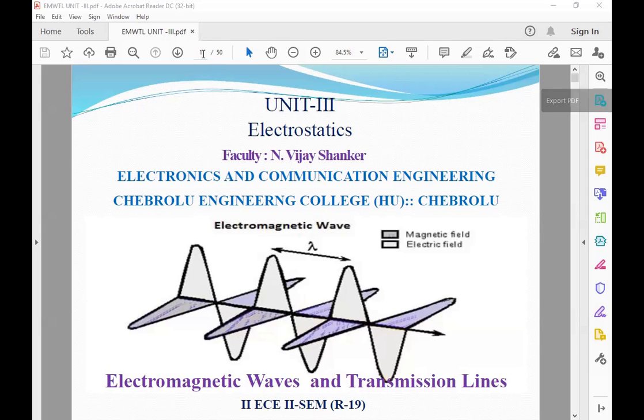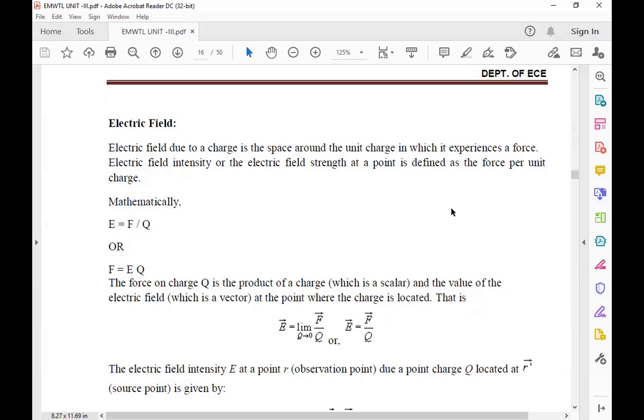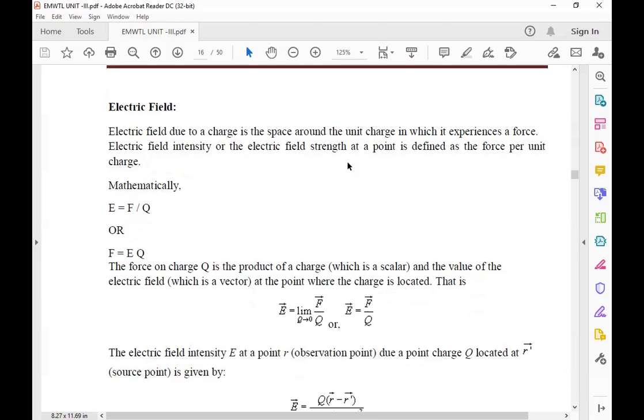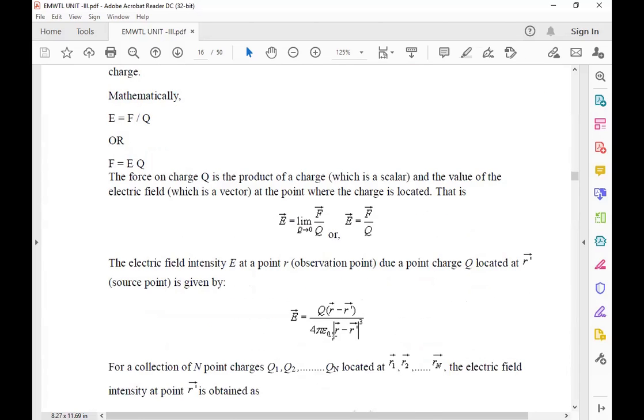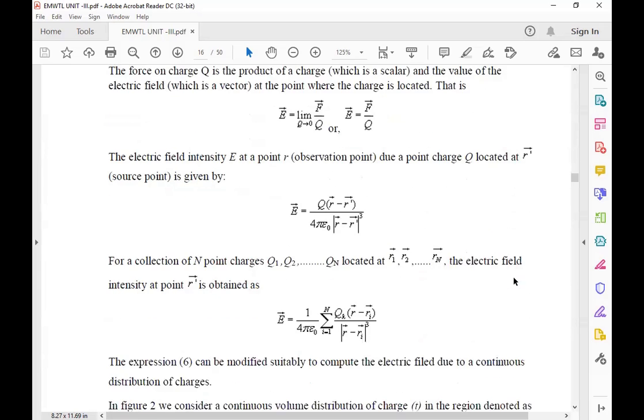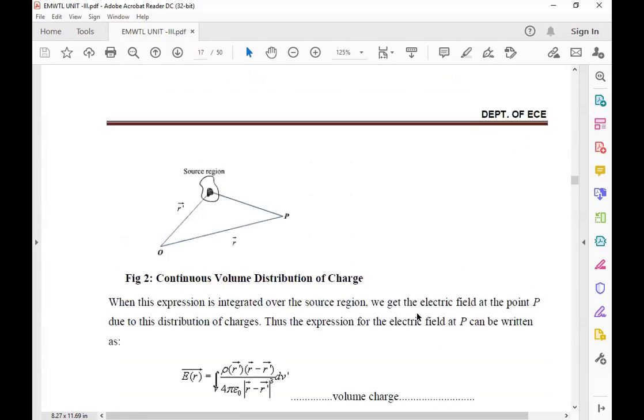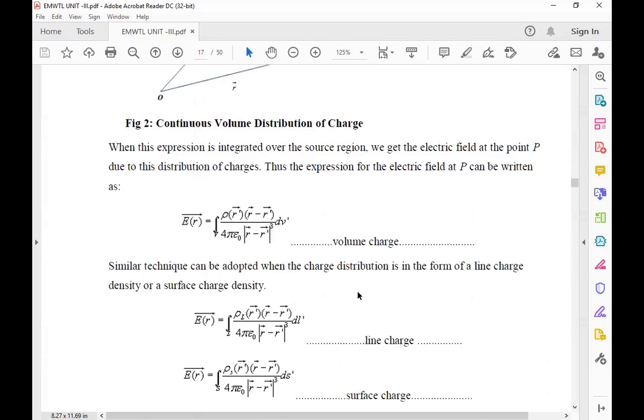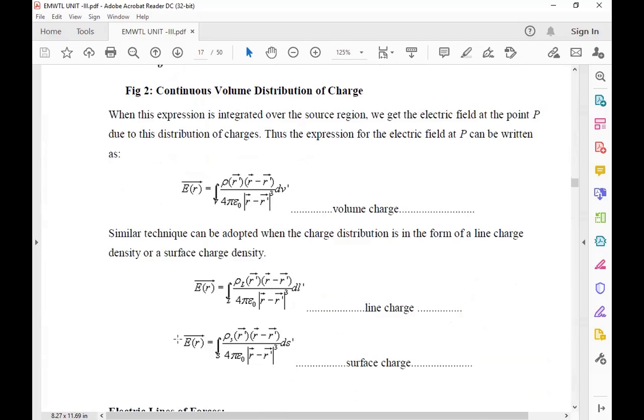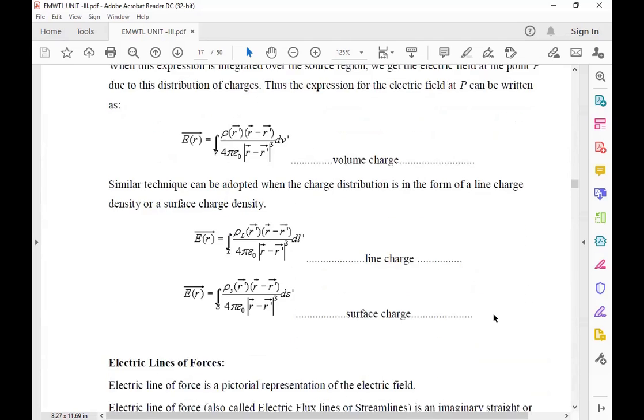Already, we discussed line charge, point charge, surface charge, and the volume charge of the electric field intensity. E is equal to F by Q, and E is equal to Q by 4 pi epsilon naught, divided by the magnitude of R minus R bar, whole cube. It's a magnitude we are taking. So the volume charge we did, and the line charge is also completed, and the surface charge.